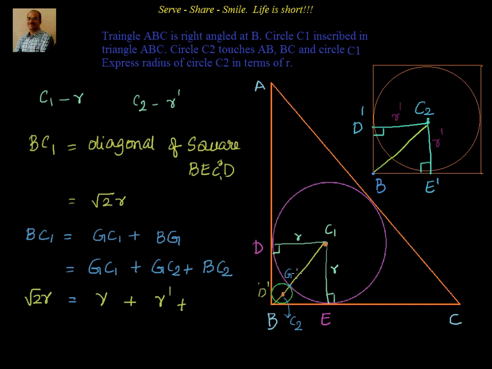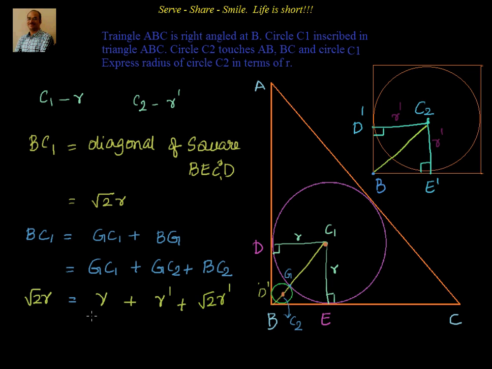So what we are trying to do now, we know that BE equals EC1 equals R. We know BC1 equals root 2 R. We are trying to divide this into different parts so that we can have a relation between R and R dash. BC1 equals BG plus GC1. GC1 is R, and then left out is BG, but BG is nothing but GC2 plus BC2. To understand this small square, I have drawn the diagram again here. We can see that BE dash C2 D dash is another square we are creating, and its diagonal will be root 2 R dash, which is equal to BC2.